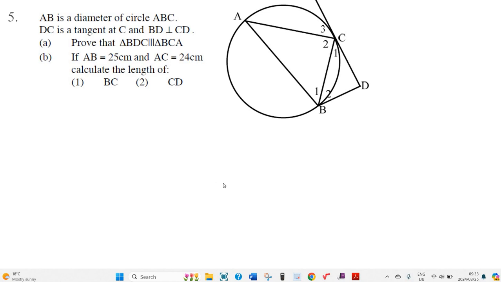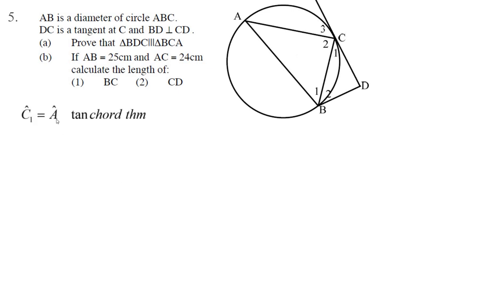What can we say first? Well, you know, this C1 is equal to A. I think that's what I said. That's the tan chord theorem. There's our first angle. If we can find one other angle that matches up, we'll be set. This C2 is opening up to a diameter. That's an angle on a semicircle, so it must be 90 degrees.